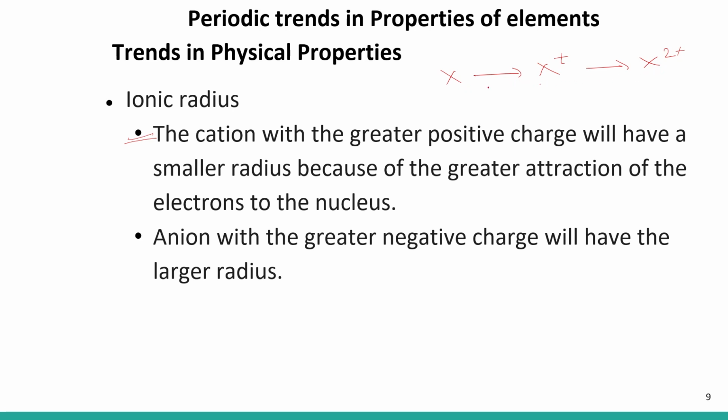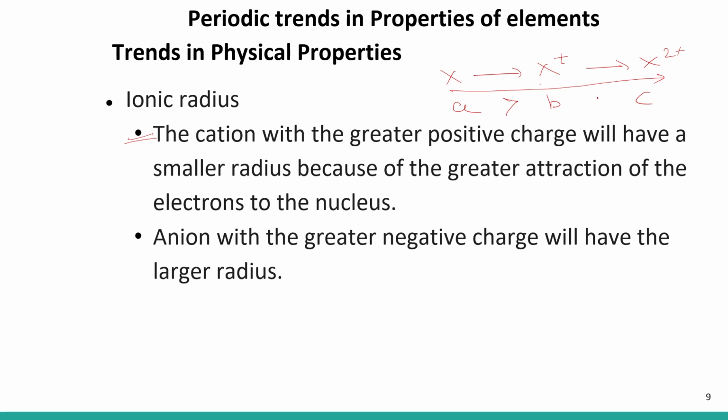So what will happen? The reason is quite simple: it will have a reduced atomic radii consecutively because the effective nuclear charge is increasing as we move from left to right in this fashion, while the number of protons remains the same. So the outer shell will experience more inward force and it will result in a smaller radii. So suppose it is A, this is B, this is C.